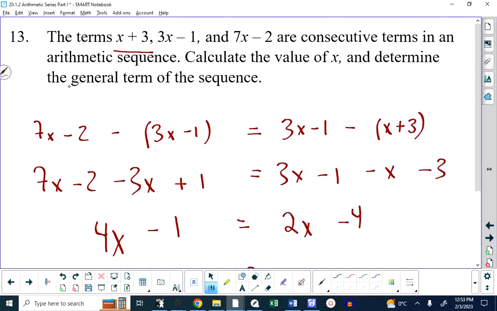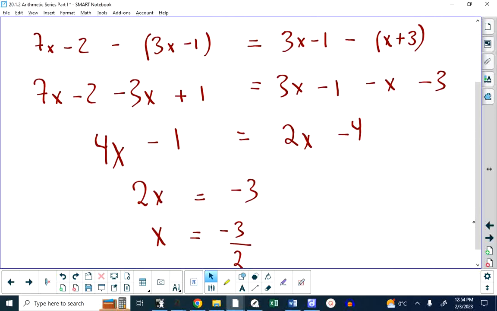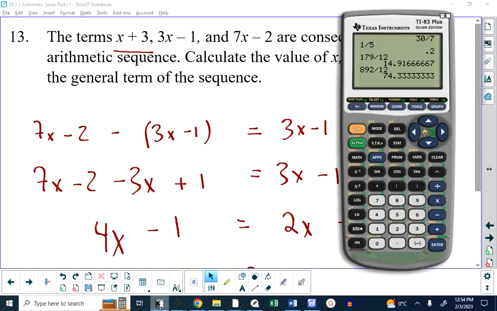Now I'm going to be a little bit lazy because I want to shave off as much time of this explanation as I can so we can get started today. I'm going to use my calculator. By the way, negative 3 over 2 is negative 1.5. So I'm going to look at the top, and my first term would be negative 1.5 plus 3, 1.5. My second term would be 3 times negative 1.5 minus 1. My next term is negative 5.5. My final term would be 7 times negative 1.5 minus 2. And before I hit equals, I can see that to go from 1.5 to negative 5.5, I'm losing 6 on a number line. So I need to lose another 6. This better be negative 11, negative, I'm losing 7.